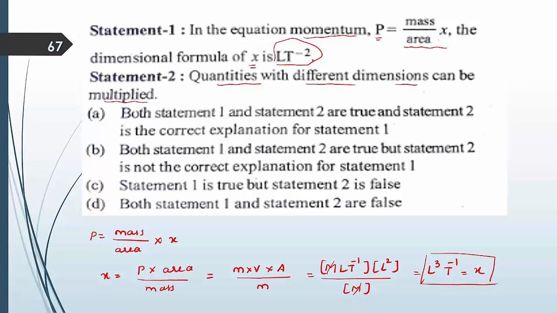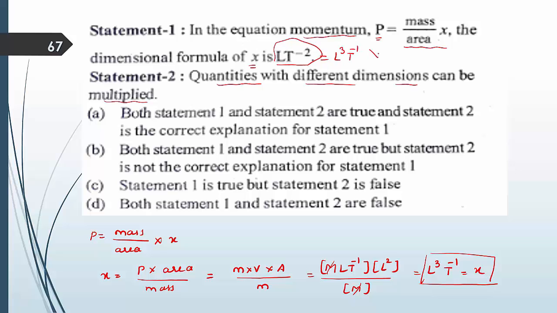Now again read the statement 1. In the equation of momentum P equal to mass by area into x, the dimensional formula of x is, they had given LT^-2, but what we got? We got L^3 T^-1.